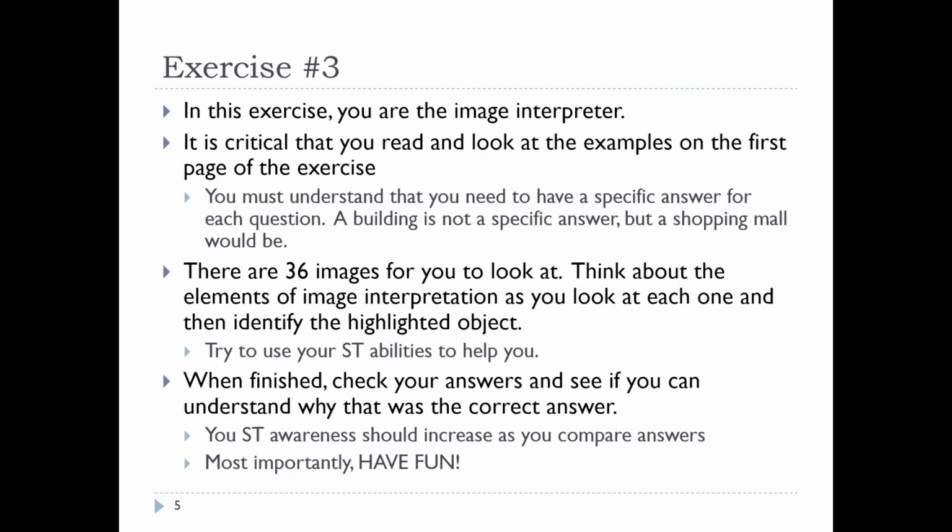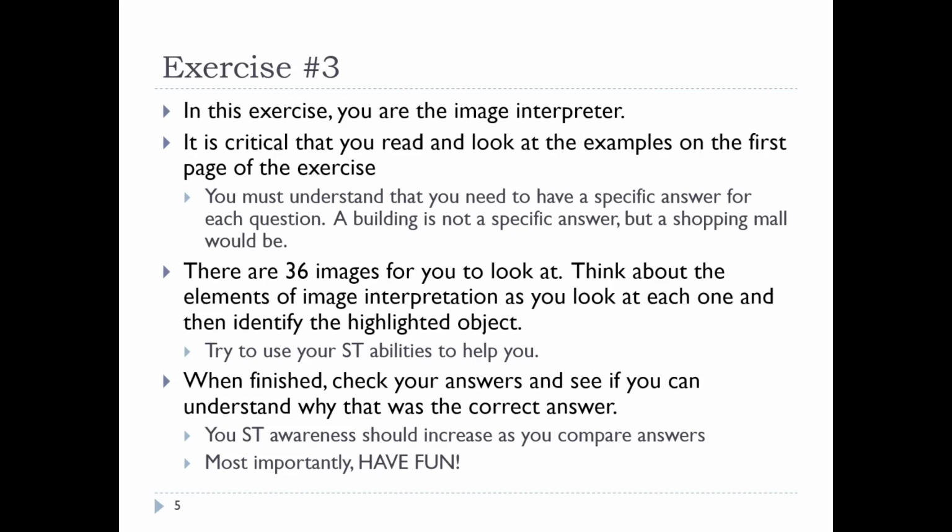And you want to be very, very specific. As I mentioned in lecture number 5, when you do this exercise, you want to make sure that you read and look at the examples on the first page of the exercise first. You've got to understand that you want a specific answer for each question. A building is not a specific answer. A shopping mall would be a specific answer. So as you look at the different examples on the first page, it helps you understand what I'm talking about and being very, very specific with your answers.